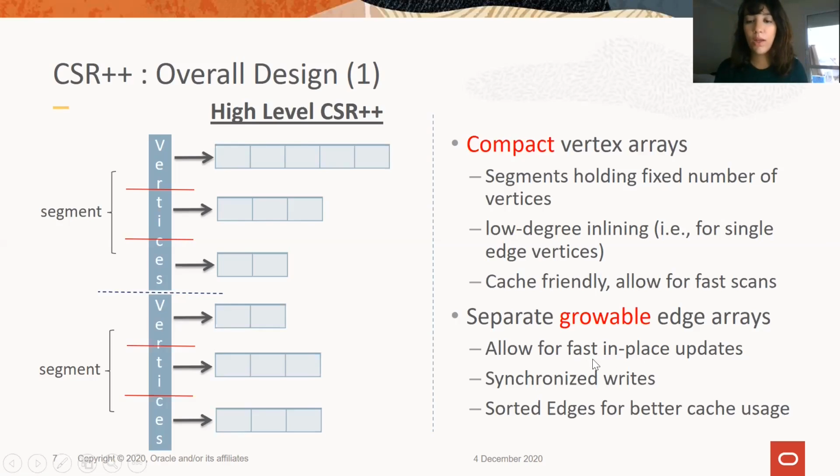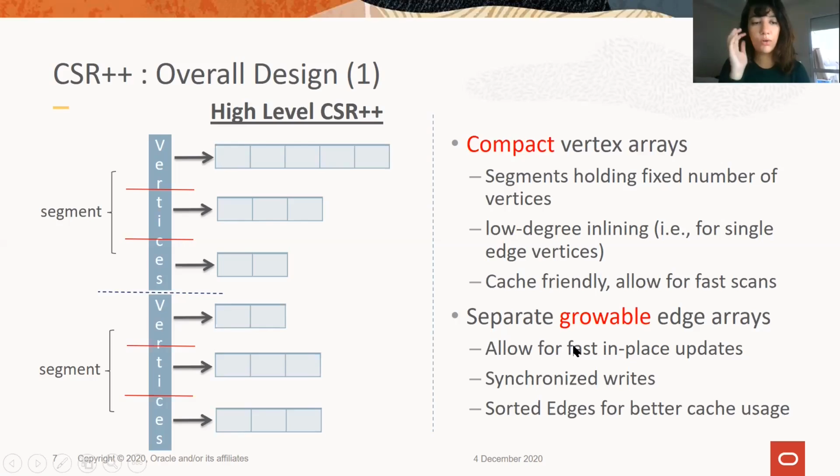And then in a multi-threaded context, we mentioned that CSR++ is a concurrent data structure. So in case we have multiple writes, we have a synchronization mechanism that's based on locks. Those locks protect each segment from concurrent writes and allow for synchronized updates.